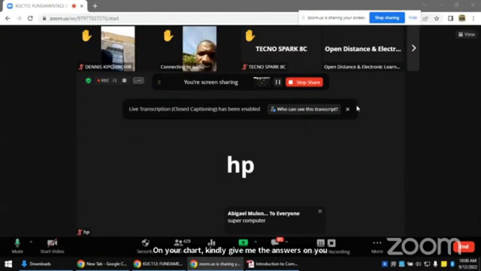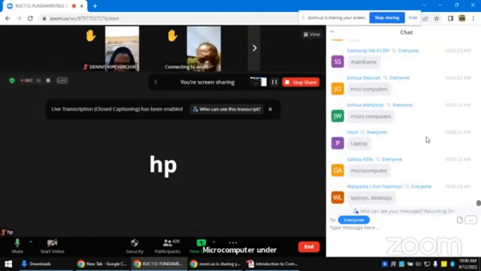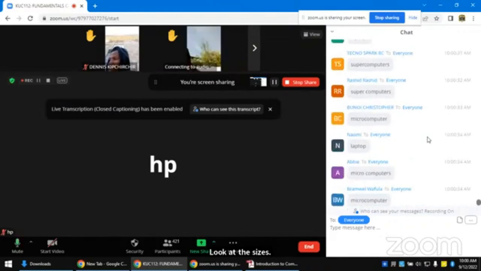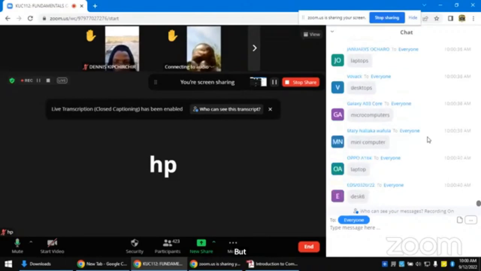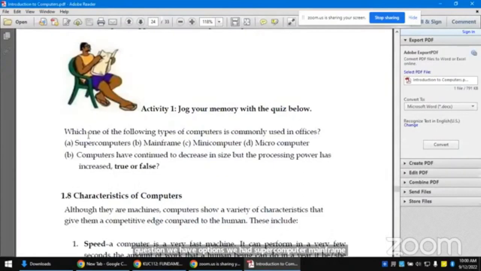I can see laptops, microcomputer. And those who are saying it's mainframe and mini computers, look at the sizes. I can see most of them are saying personal computers, laptops, and microcomputers. Mostly what we use in our offices, based on the question we have options: supercomputer, mainframe, mini computers, and microcomputers. So which one? Choose these answers.